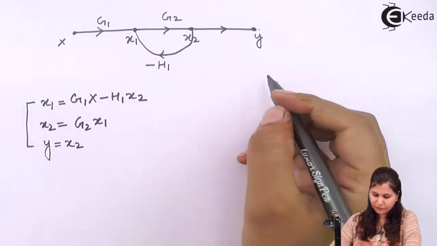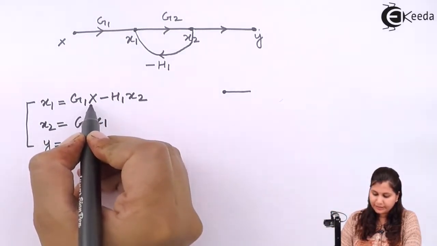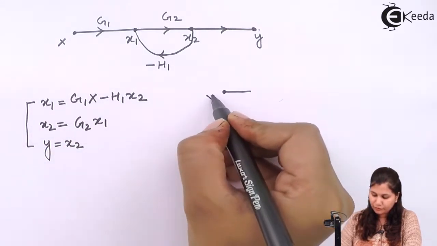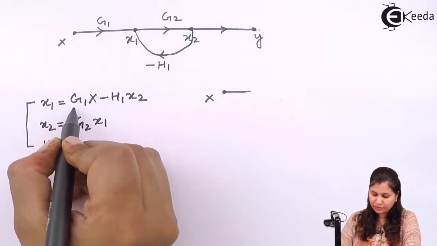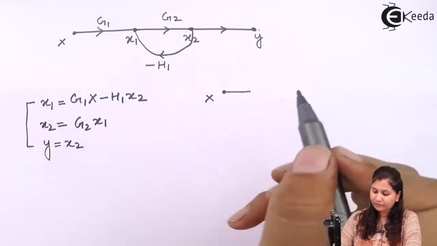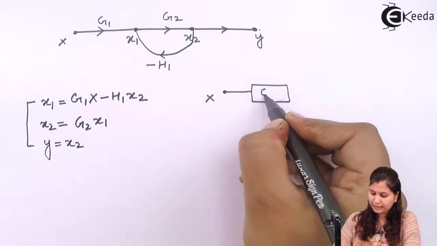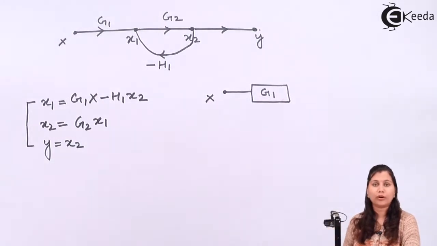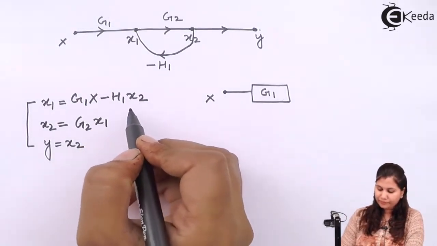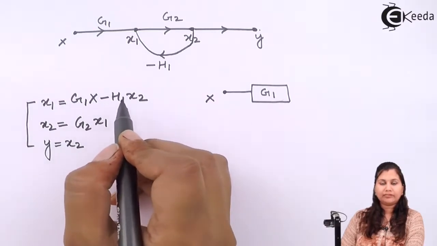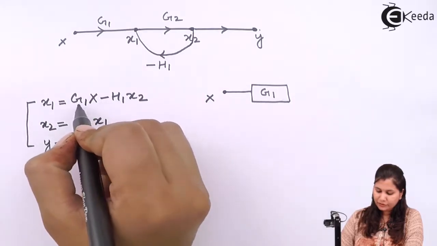So for the first equation, we have the block diagram as follows. This is the input x, so we will draw x here. Then this is multiplied with the transmittance g1. So for g1 we will have one block, and the transfer function or transmittance or gain is g1. Now there is a minus sign, so this x2 and h1 will be forming a feedback loop, and they are adding up with this g1x signal.